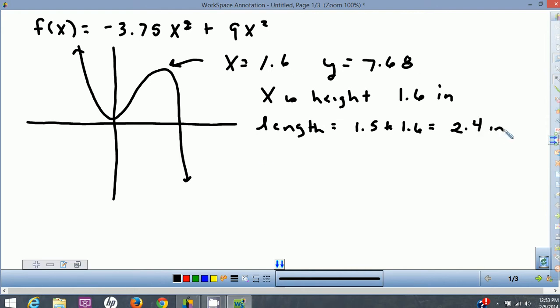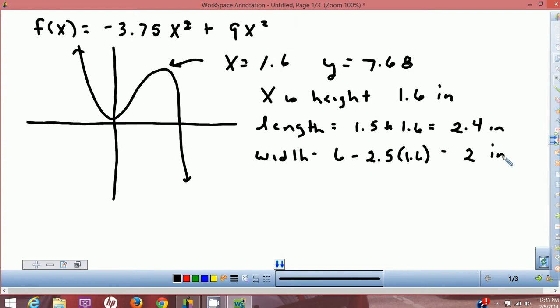And then what about the width? Well, the width of this box was 6 minus 2.5x. So 6 minus 2.5 times 1.6, which is 2 inches. So the dimensions of the box with maximum possible volume would be 1.6 inches by 2.4 inches by 2 inches. But what's the maximum possible volume? What if I'm not really interested in the dimensions of the box, but what volume I can actually get out of this box? And sometimes I'm interested in both.